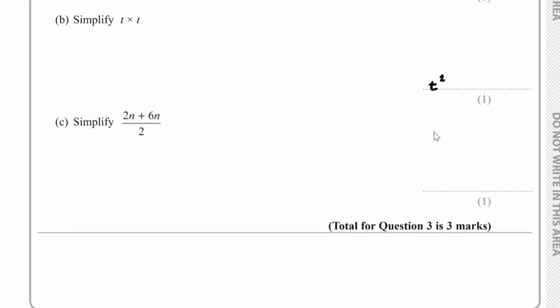For part C, we have to simplify 2n plus 6n, divided by 2. Well, what this is equivalent to is 8n over 2, which is equal to 4n.